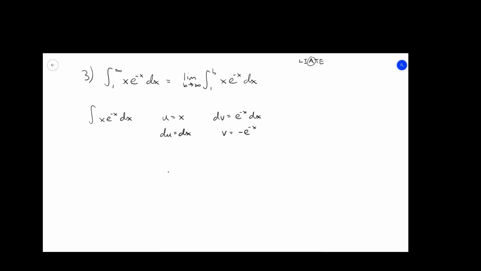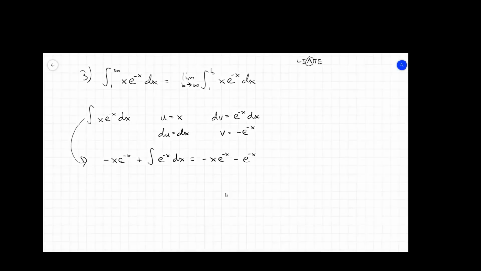And so the integral then becomes, according to the parts formula, negative x e to the negative x plus, in this case, integral v du. That's just going to be this. And then the antiderivative there is another negative e to the negative x. Okay, so there's our antiderivative.